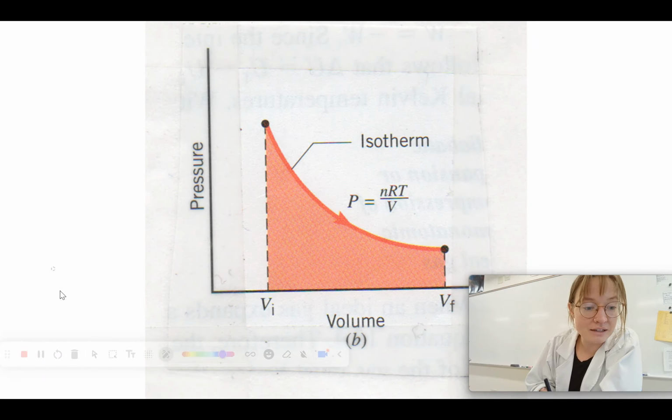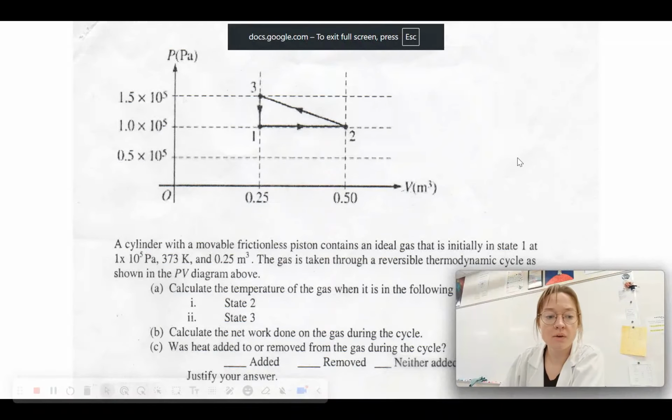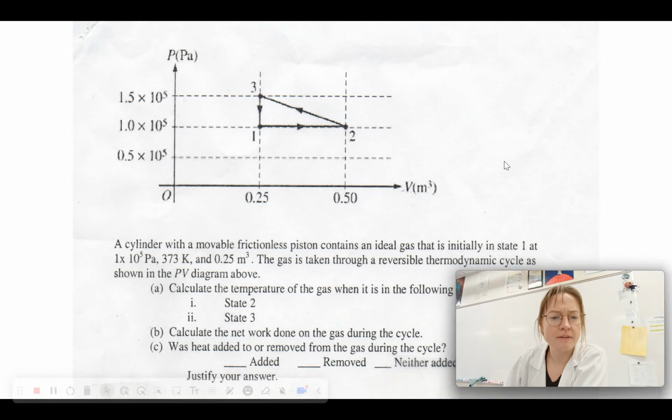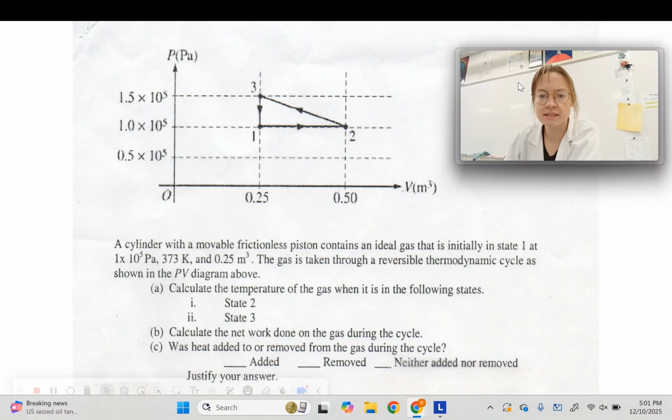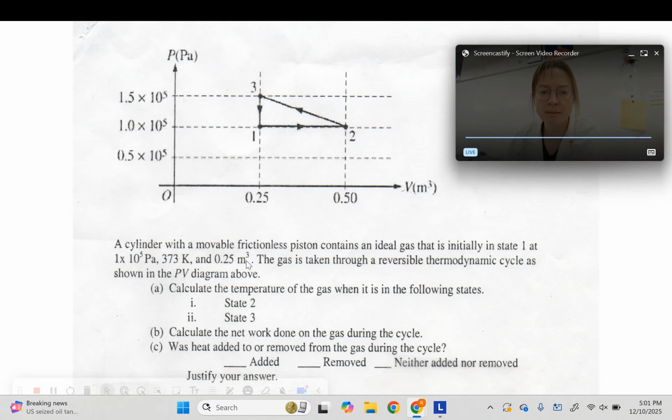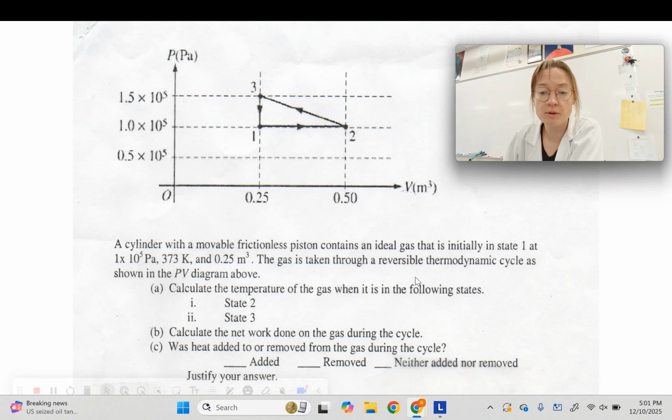Now for our last little diagram here. Okay, here's that question that we were talking about. We have a cylinder with a movable frictionless piston that contains an ideal gas that is initially in state 1. The gas is taken through a reversible thermodynamic cycle.